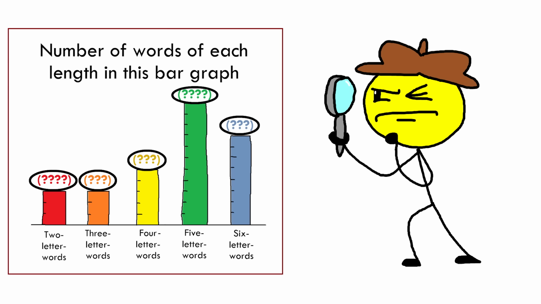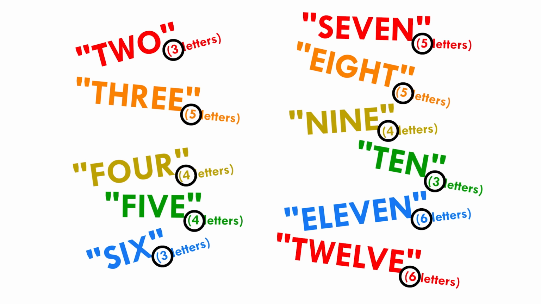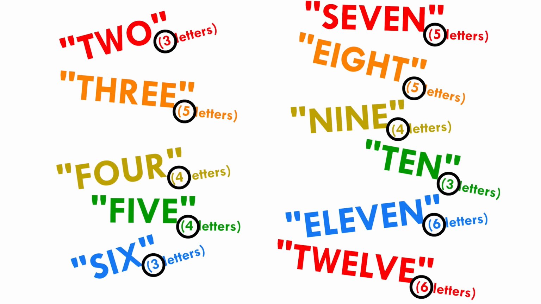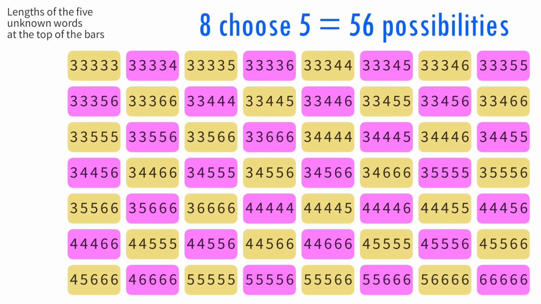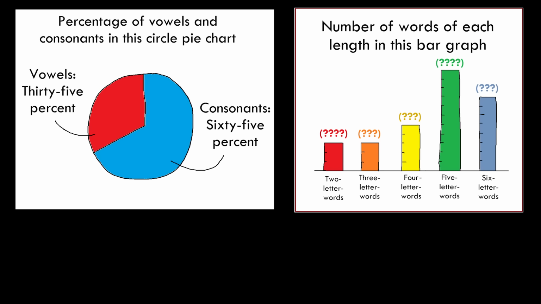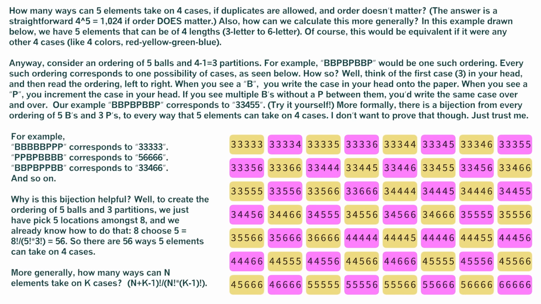Only the 5 remaining words at the top of the bars are uncertain. On top of that, the only possible number words are between 3 and 6 letters. That's only 4 options. So taking that all together, we only have 8 choose 5 equals 56 possibilities to consider. That's completely reasonable to do. It's even fewer than we considered for the pie chart. By the way, here's a clever math trick if you want to calculate how many ways n elements can take on k cases, if duplicates are allowed and order doesn't matter.